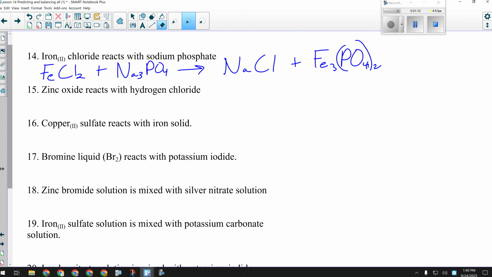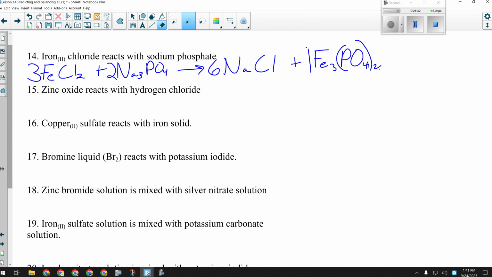Okay, so biggest number is 3, and it's on both iron and sodium. So I'll do the iron first. Put a 3 there. My irons are balanced, but that gives me 6 chlorines, so I need a 6 there. That gives me my 6 sodiums, 2 times 3 is 6. That also gives me 2 phosphates. There are 2 phosphates over here. Should be good now.